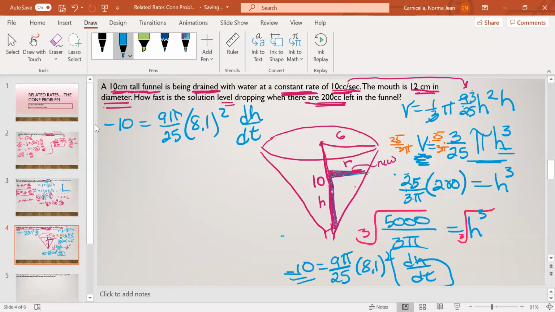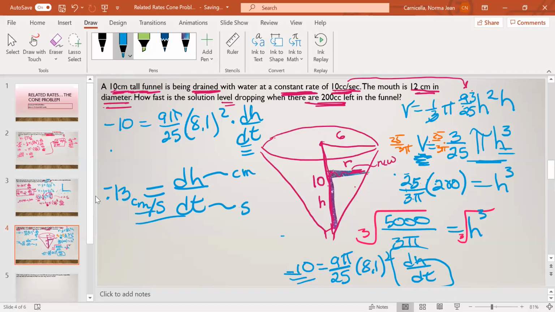We were trying to find the change, so we had to use the change in volume. We had to take the derivative of the whole volume formula. After you do all this work and get dH/dt alone, it's going to equal -0.13 centimeters per second. Height is in centimeters, your time here is in seconds, so it's centimeters per second.